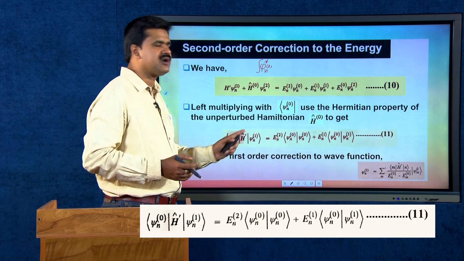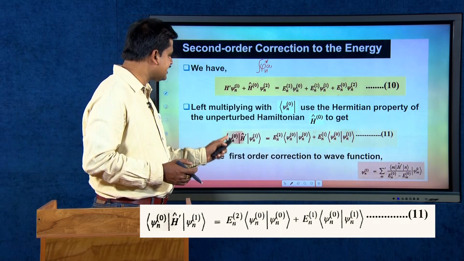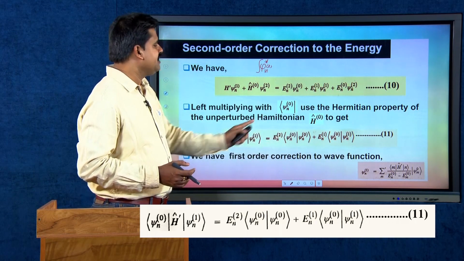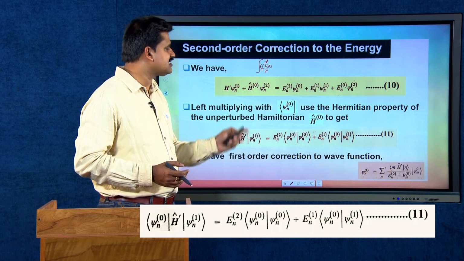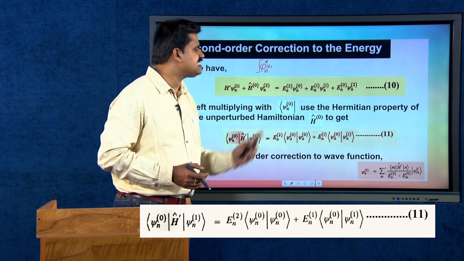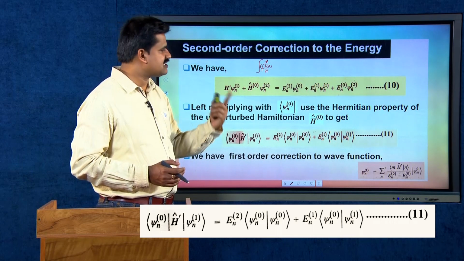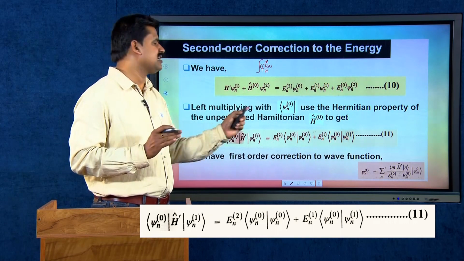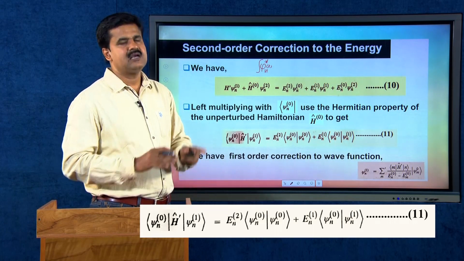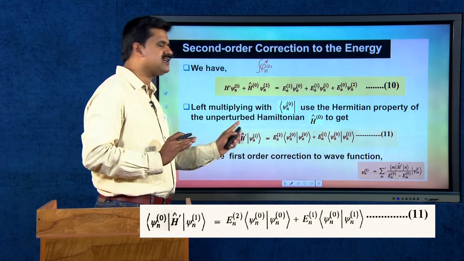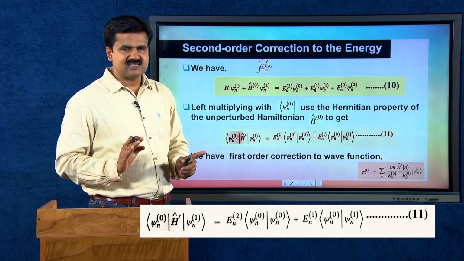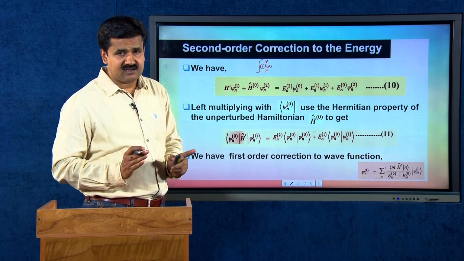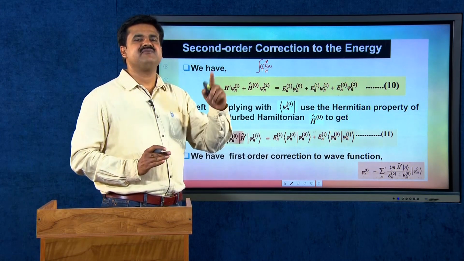Left hand side contains one Hamiltonian term also, and this is equal to integral psi n0 star h hat dash psi n0 d tau, and this part is en2 into integral psi n0 star psi n0 d tau, and the last part is en1 into integral psi n0 star psi n1 d tau. So this equation 11 consists of 3 terms, one on the left hand side and 2 on the right hand side. All terms are integral terms. The term on the left hand side consists of the Hamiltonian operator or perturbation, since h hat dash is called the perturbation.